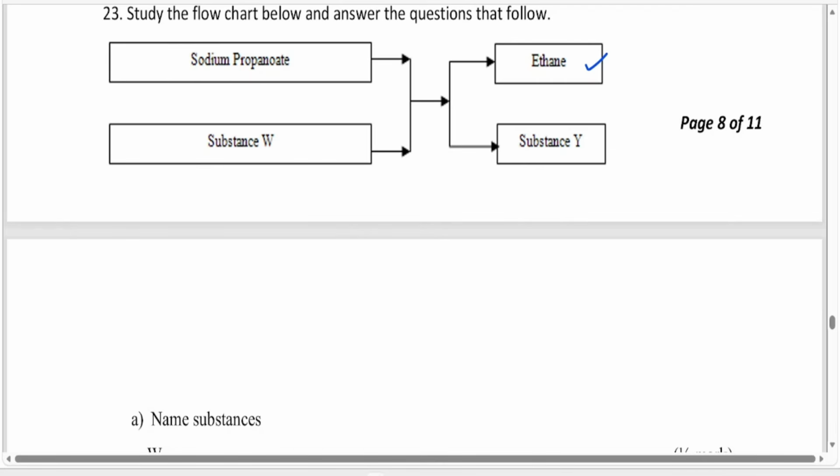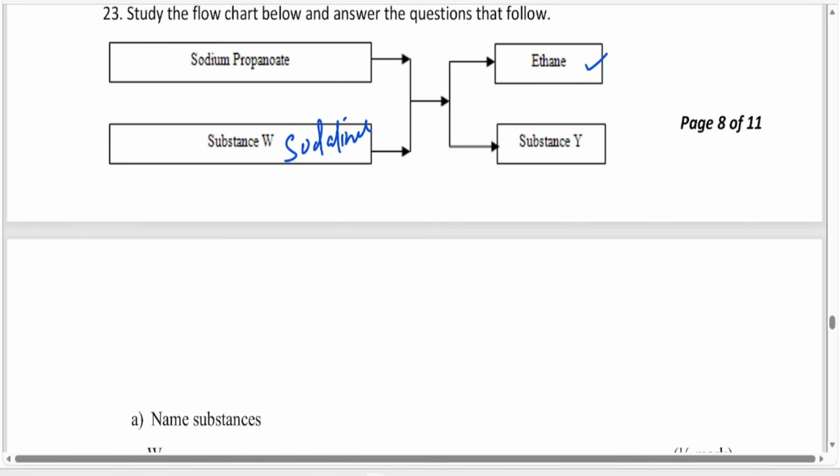If I want to prepare methane, then we know we use the preceding alkanoate, or the alkanoate of the preceding alkane. If I want to prepare methane, then I would use sodium ethanoate. If I want to prepare ethane, I'll use sodium propanoate. If I want to prepare pentane, I'll use sodium hexanoate. Therefore, before us we have substance W, and because we have said that we use appropriate sodium alkanoate and we have it here, sodium propanoate, substance W automatically becomes soda lime.